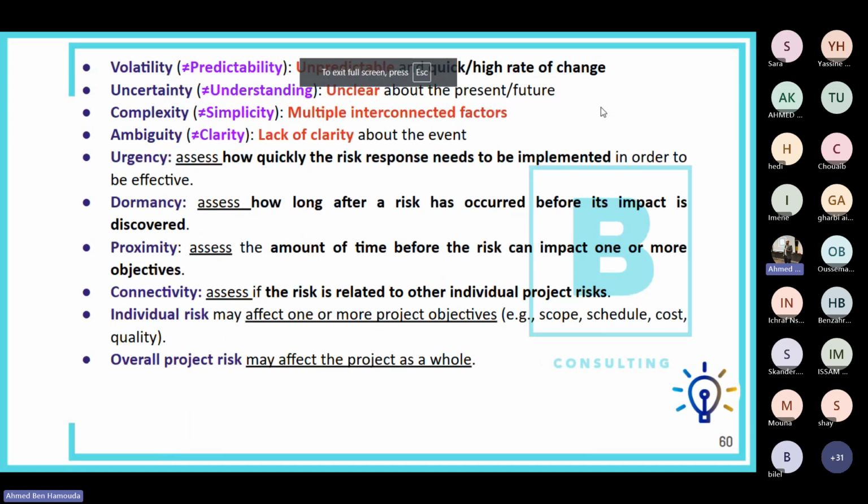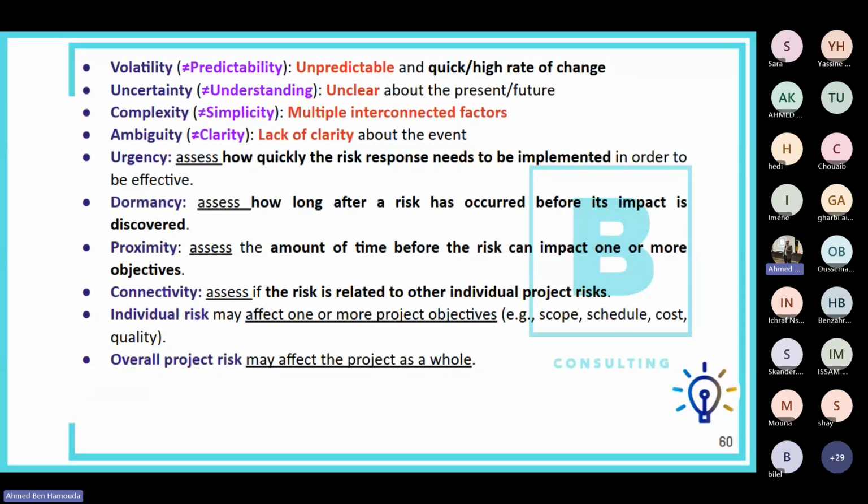All right. Now, some terms which you need to know. Volatility, that's the opposite of predictability. Volatility is when something has a quick rate of change. Uncertainty, that's the opposite of understanding. That's being unclear about the present or the future. Complexity, that's the opposite of simplicity, when we have multiple interconnected factors. Ambiguity, that's the opposite of clarity, and that's when there is a lack of clarity about some event.